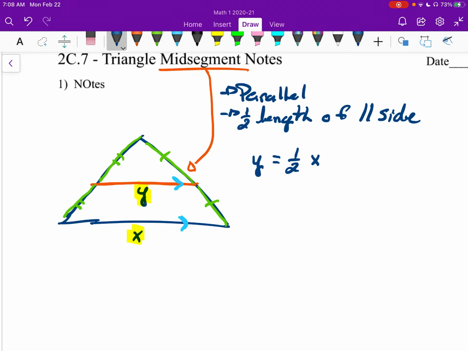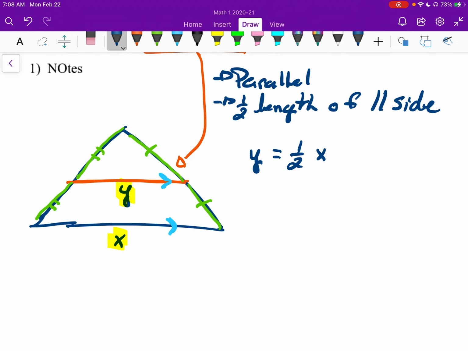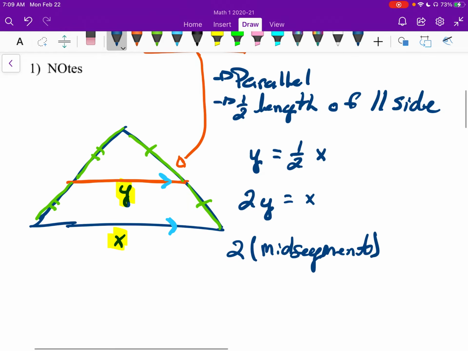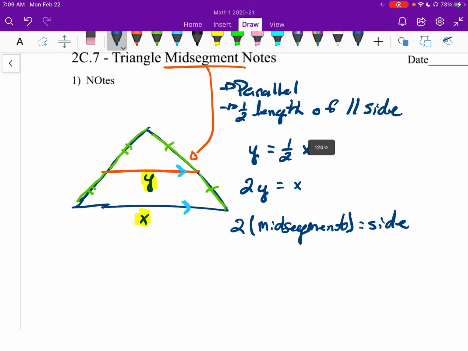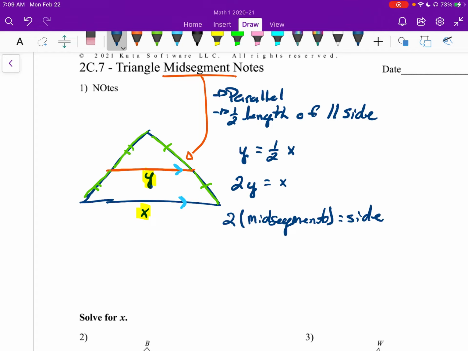Another way that we could write this, maybe a little bit easier way, so we said that y is 1/2 x, right? Y is half of x. We could rewrite this and say, well, 2 times the midsegment is x. So we could say 2 times the midsegment is the side. And I think that's going to be the easiest way for us to think about it, right? 2 times the midsegment is our side.